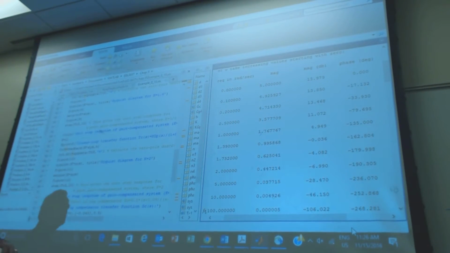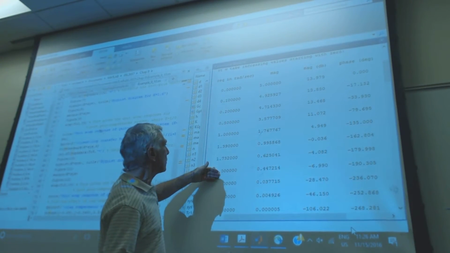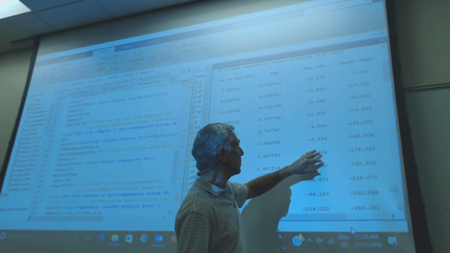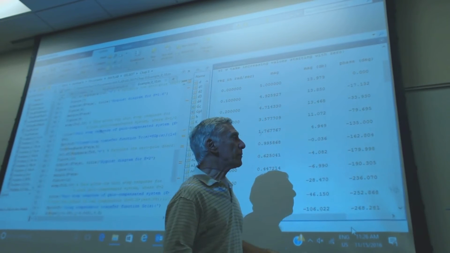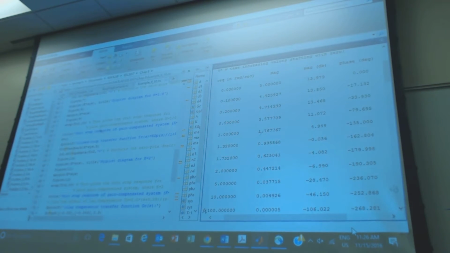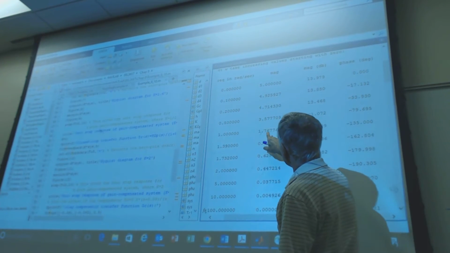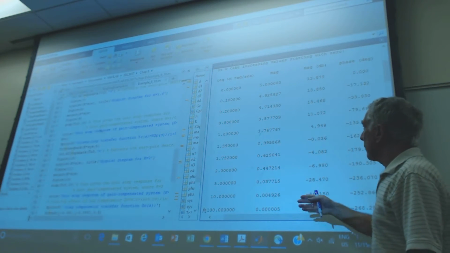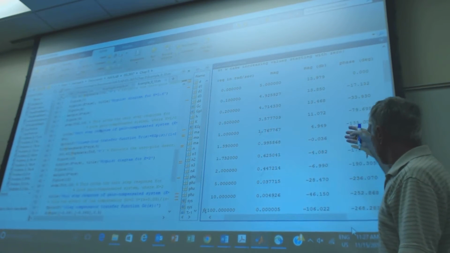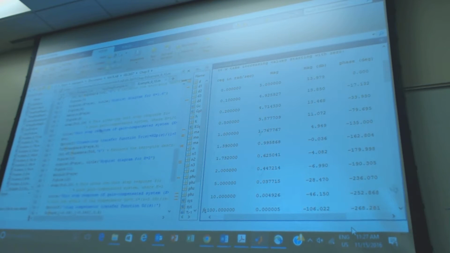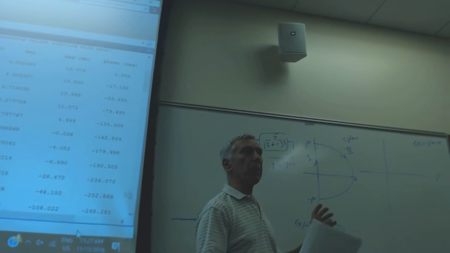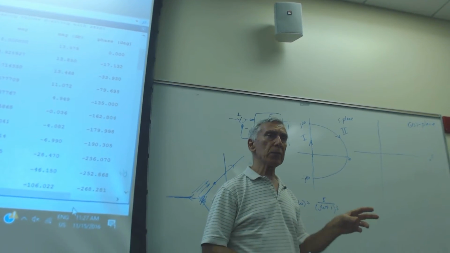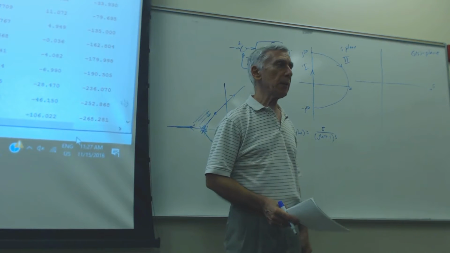So here we have the frequency response. These are the various frequencies, magnitude (don't worry about magnitude in decibels), and phase. It starts out with 5 angle 0, and then goes down to 4.92 angle minus 17, and so on. At the frequency of 1, it's 1.76 angle minus 135. The magnitude is getting smaller and smaller, as you expect, and the phase is going down towards minus 270, because at very high frequencies you can throw away the 1 and you've got 1 over (jω) cubed. Each jω in the denominator contributes minus 90 degrees, so it's minus 270 at very high frequencies.